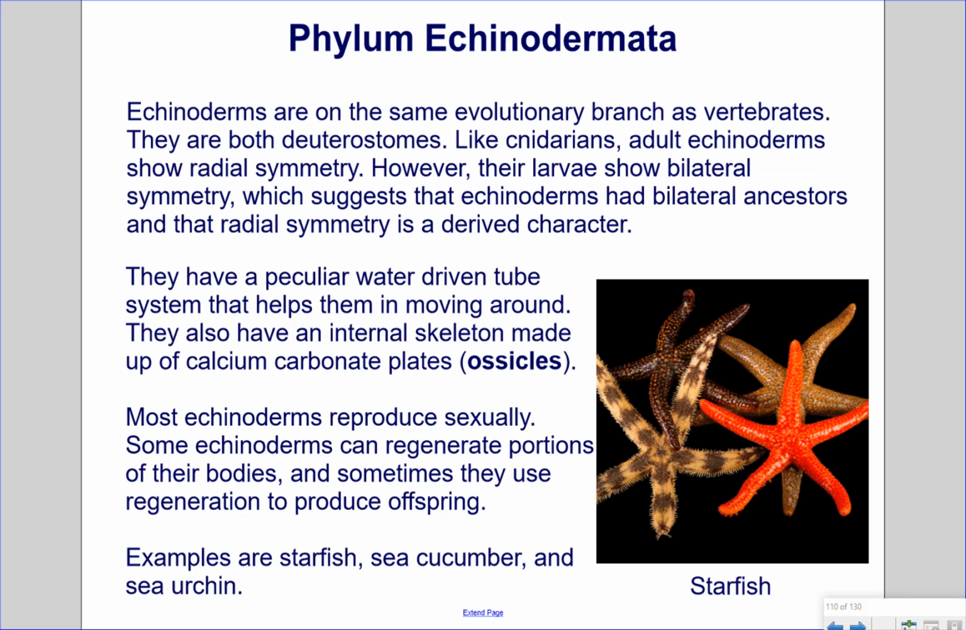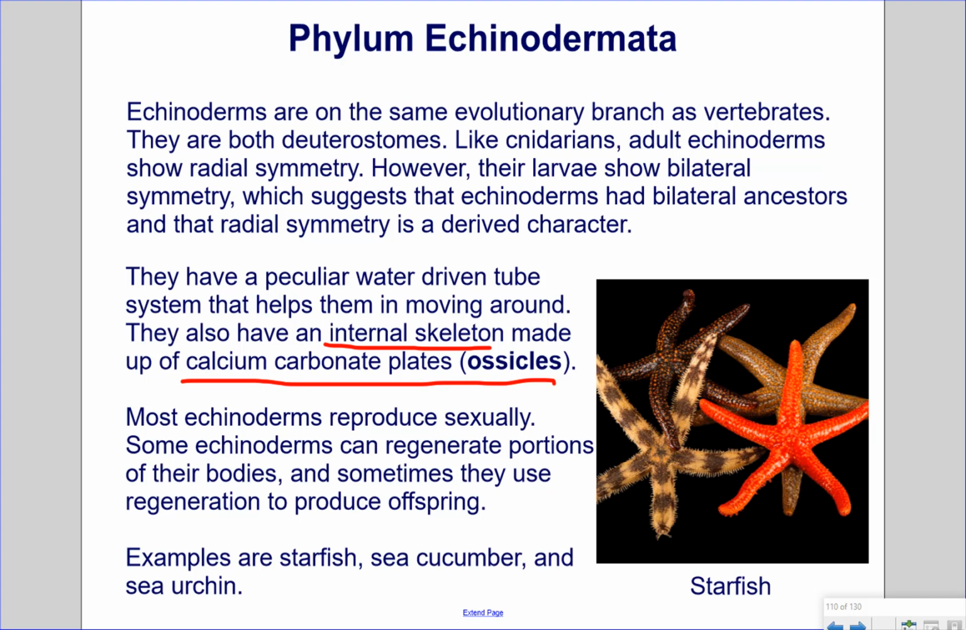They have a peculiar water-driven tube system that helps them moving around. They also have an internal skeleton made up of calcium carbonate plates known as ossicles. Most echinoderms reproduce sexually. Some echinoderms can regenerate portions of their bodies, and sometimes they use regeneration to produce offspring. Examples are starfish, sea cucumber, and sea urchin.